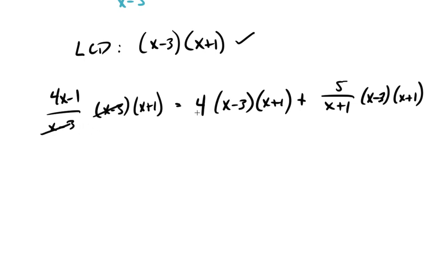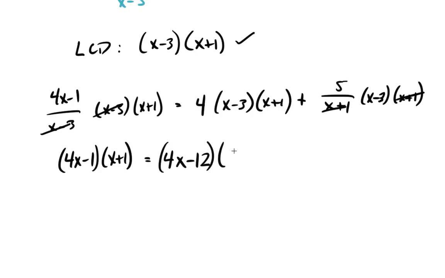Here the x minus 3's cancel. Here there's no denominator. Here the x plus 1's cancel. So we're going to have 4x minus 1 times x plus 1. Maybe I'll go ahead and distribute this 4 to the x minus 3 and get 4x minus 12 times x plus 1. Here, I've just brought down the x plus 1. And here we're going to get 5 times x minus 3. So now we still have to actually do all this multiplication and combine like terms, etc. But what we've done is eliminated all our fractions, which makes this problem so much easier to solve.